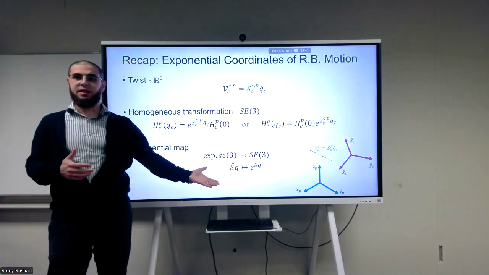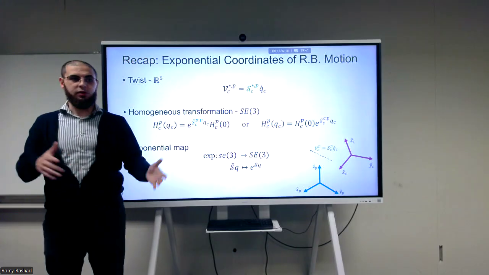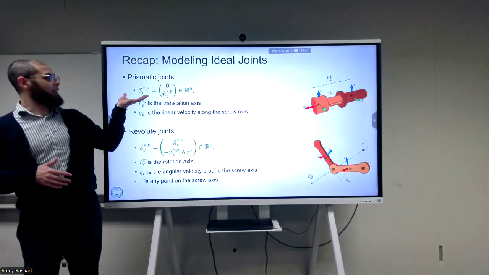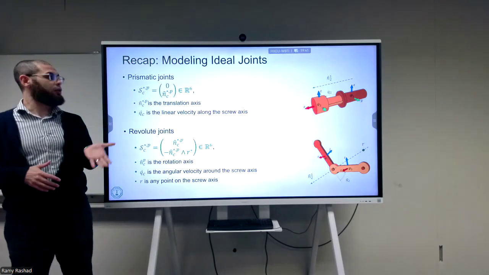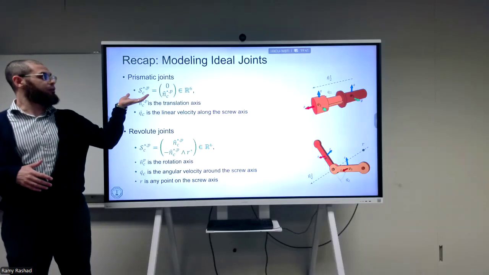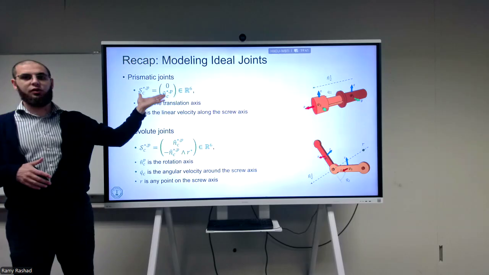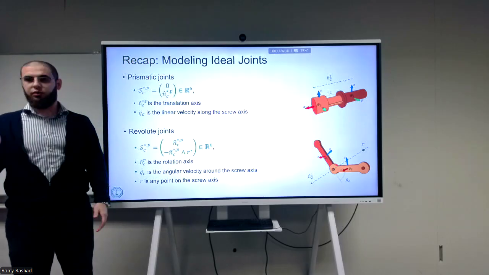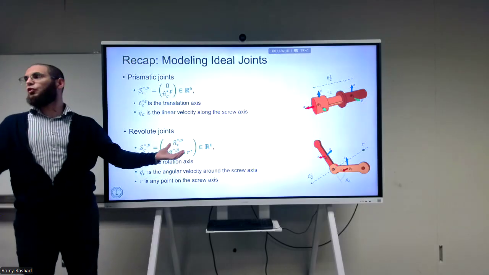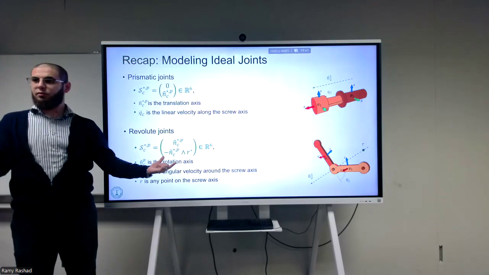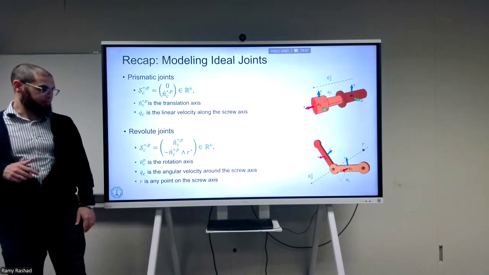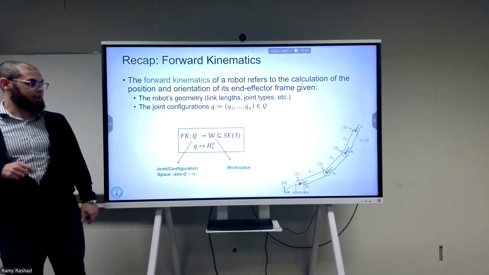And this exponential map has a closed form expression that you can program and use as you wish. And then we looked at how this unit twist, or the screw axis, looks like. This is the notation we use, the screw axis. If we have a prismatic joint, it is simply given by zeros on the top and the axis along which you're translating. And if you have a revolute joint, it was a little bit more complicated. We have the axis of revolution on the top, and on the bottom we have this cross product between the axis of revolution and any point on this revolution axis.